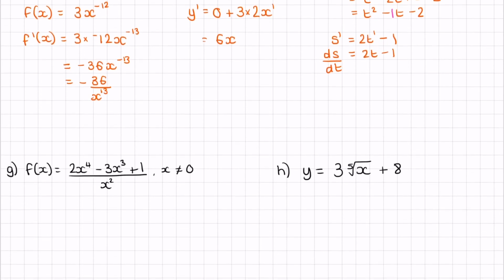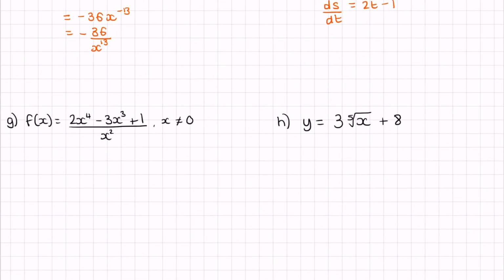All right, g. So we've got f of x equals 2x to the power of 4 minus 3x cubed plus 1 all over x squared, and x cannot equal 0. And obviously x can't equal 0 because we can't divide by 0. Easiest way I find to do this is just put each thing separately over x squared. So I have 2x to the power of 4 over x squared minus 3x cubed over x squared plus 1 over x squared.